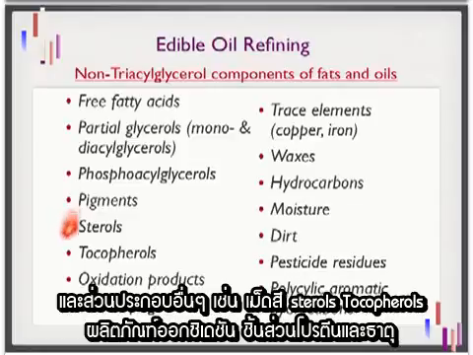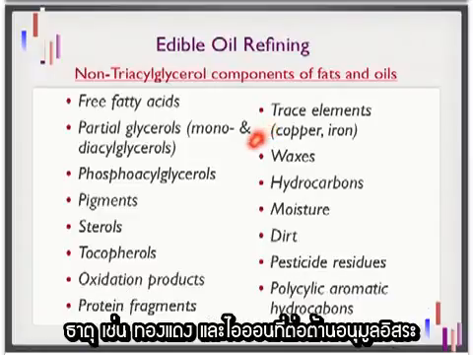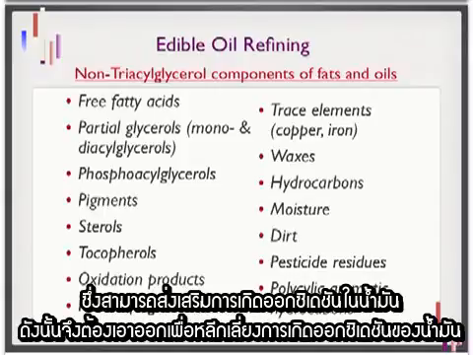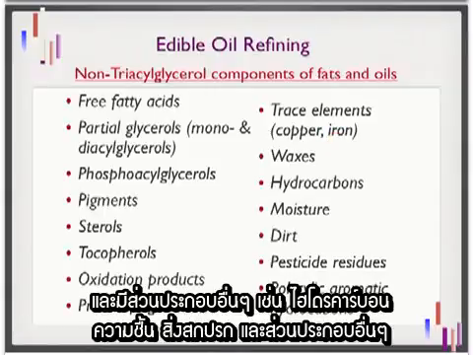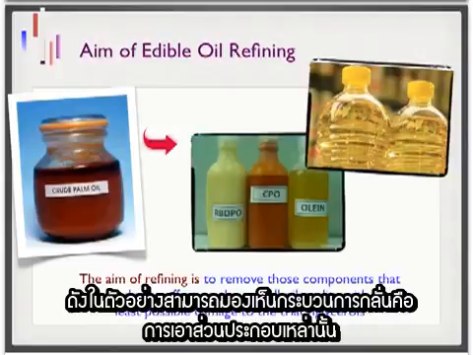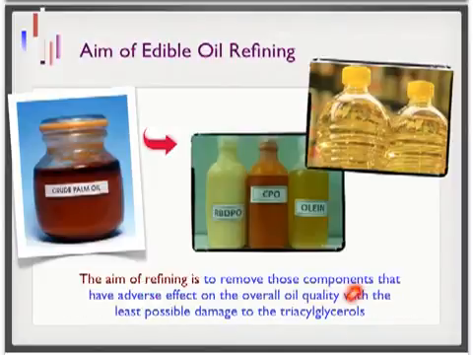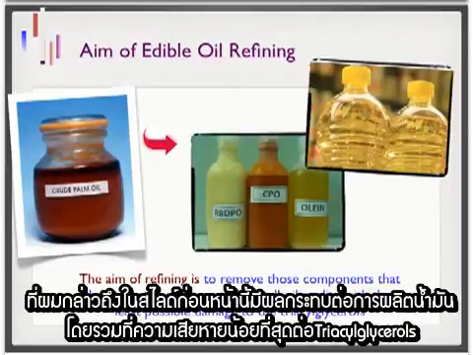And other components such as pigment, sterol, tocopherol, oxidation products, protein, and the trace elements. Trace elements such as copper and iron are actually pro-oxidants, which can promote oxidation in the oil. So we need to remove these to avoid oxidation of the oil. And we have other components such as waxes, hydrocarbons, moisture, dirts, and other components. So in essence, we can say that the aim of refining is to remove those components that I mentioned in the previous slides that can have adverse effect on the overall oil quality with the least possible damage to the triacylglycerol.